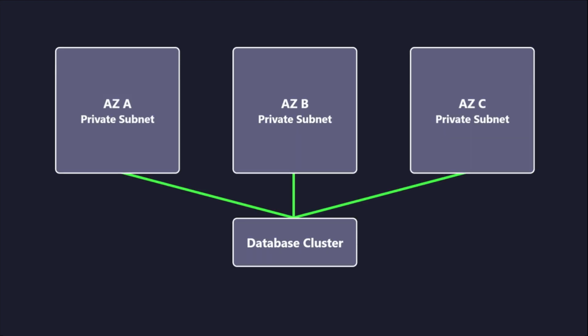Select at least 2 private subnets across different availability zones to ensure high availability. If one data center experiences an outage, your function automatically scales into the remaining zones, maintaining a persistent connection to your database cluster without manual intervention.